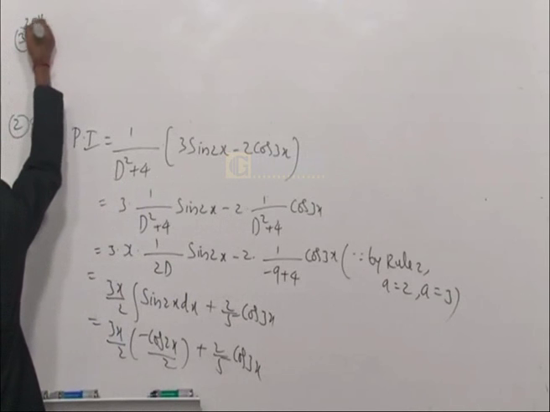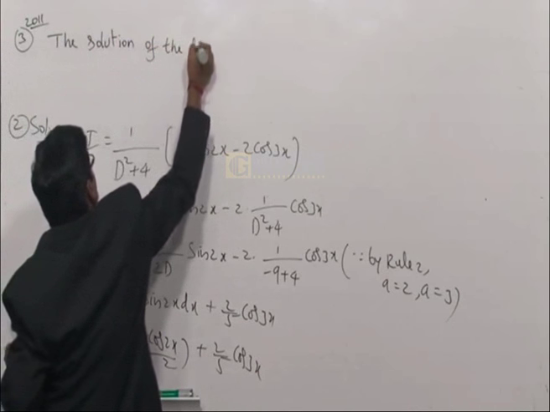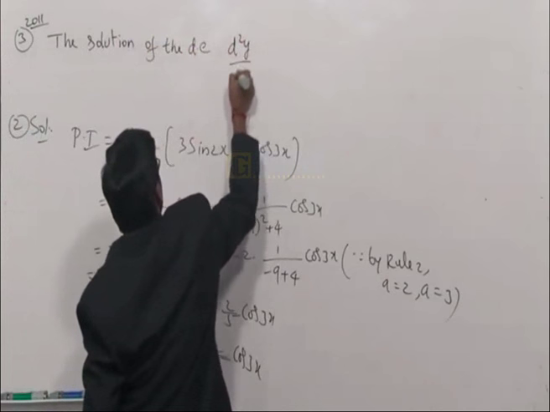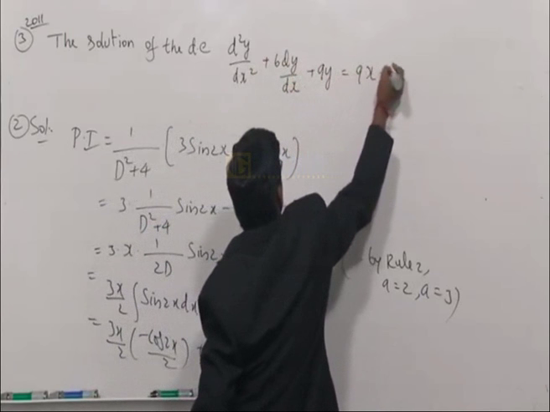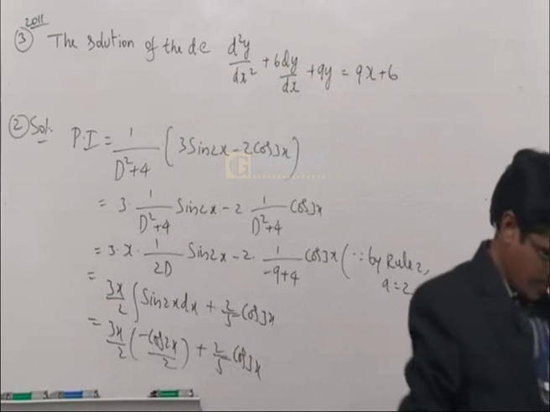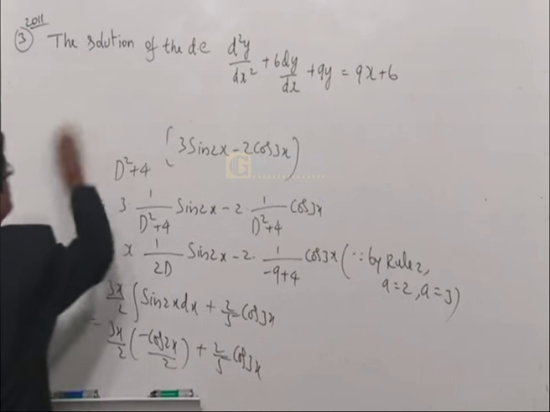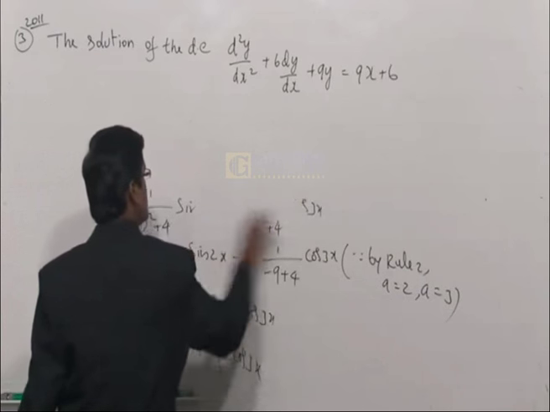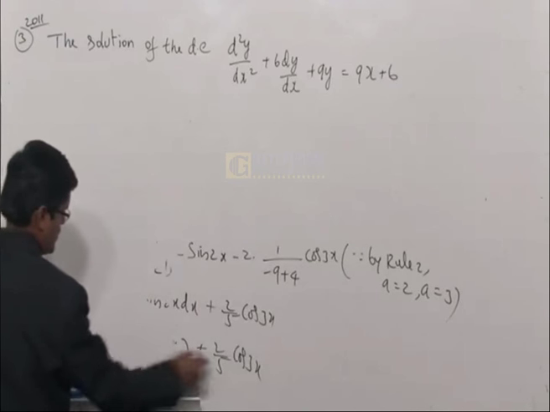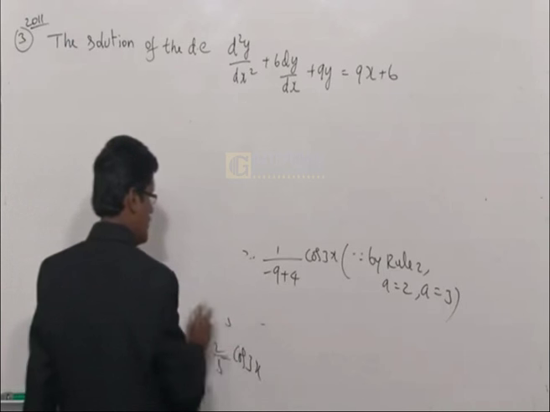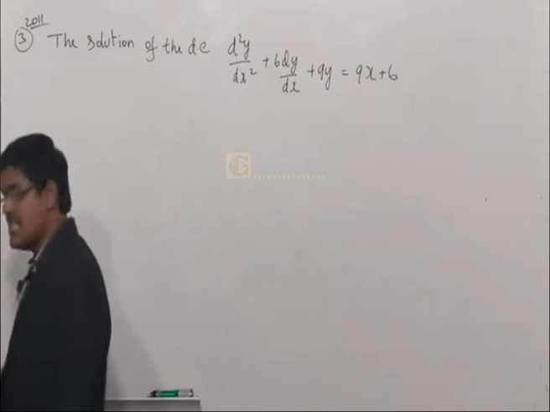Third one, 2011. The solution of the differential equation d square y by dx square plus 6 dy by dx plus 9y is equal to 9x plus 6. Now here the question is required solution.